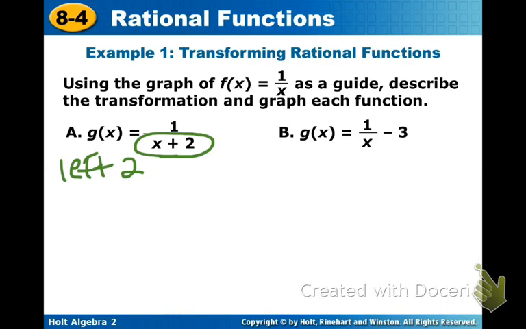Now, we're not going to graph him, but what we're going to do is figure out what the new asymptote is, and what the domain and range are. If we shift to the left 2, does that change our vertical or our horizontal asymptote? If we move horizontally, we actually change vertically. It's kind of backwards. So you have a vertical asymptote change.